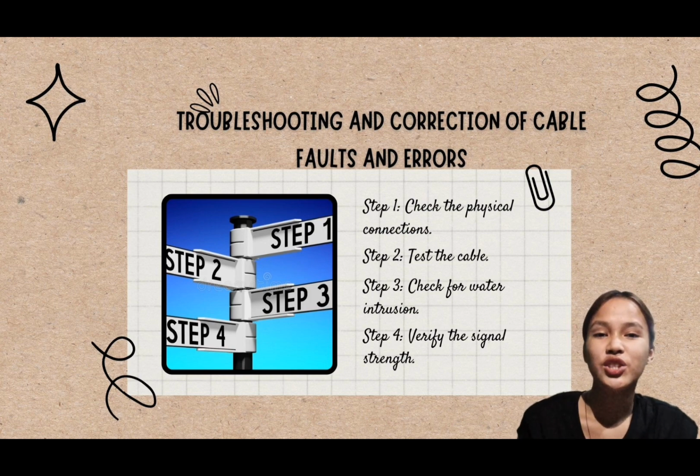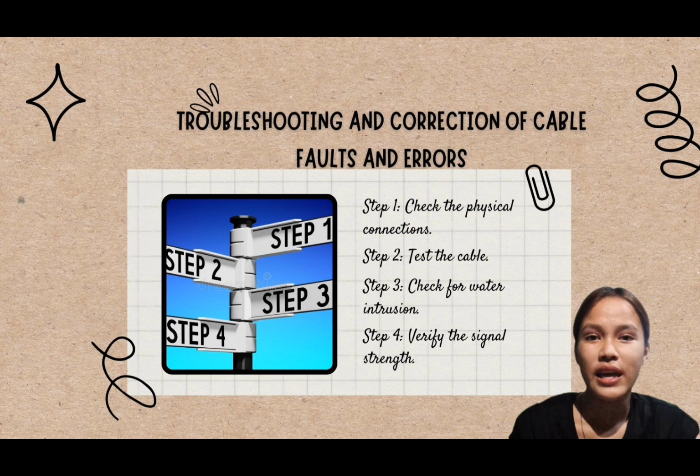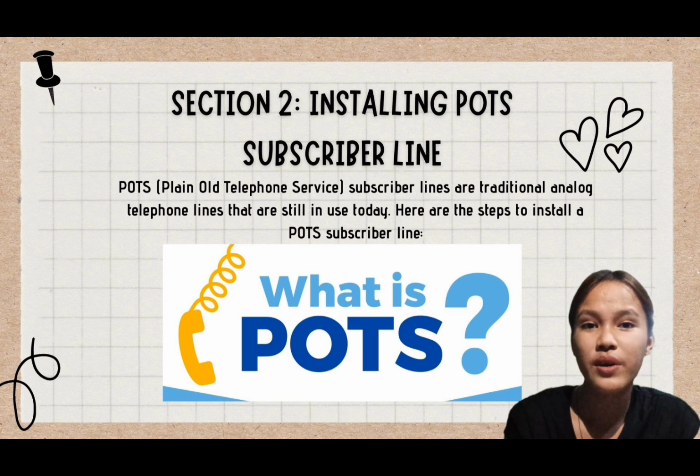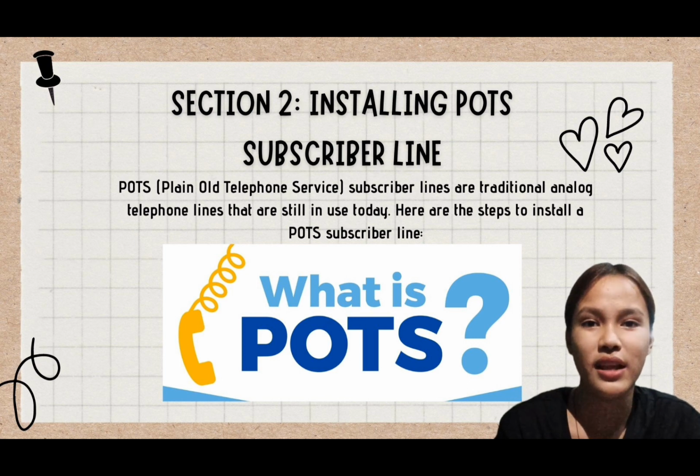Step 3. Check for water intrusion. Look for signs of water damage, such as discoloration or corrosion on the connectors. If water damage is suspected, the cable should be replaced. Step 4. Verify the signal strength. Use a signal meter to verify the strength of the signal. If the signal is weak, the problem may be due to signal attenuation, which can be resolved by using a signal booster.